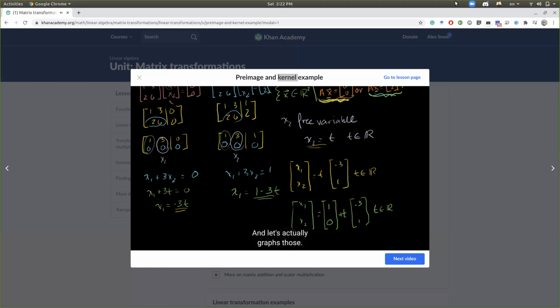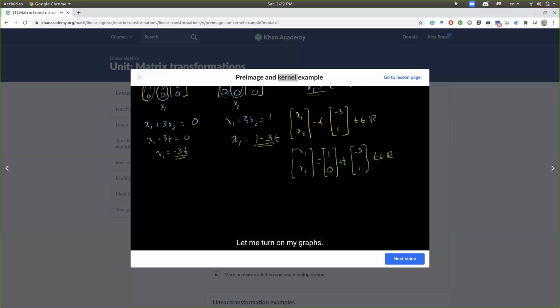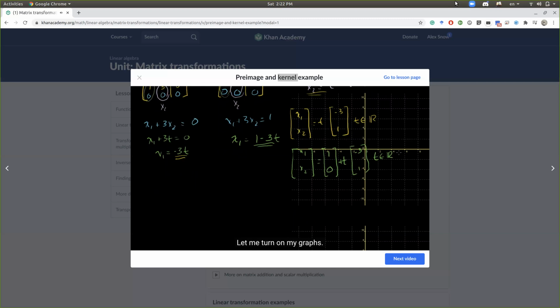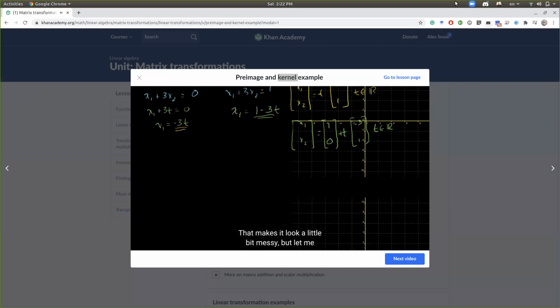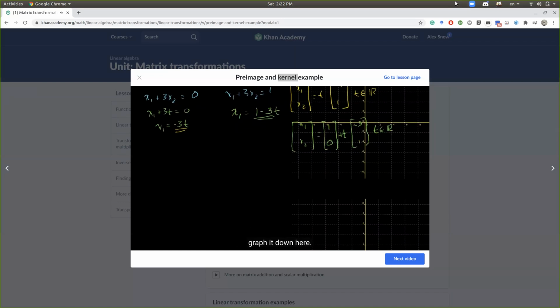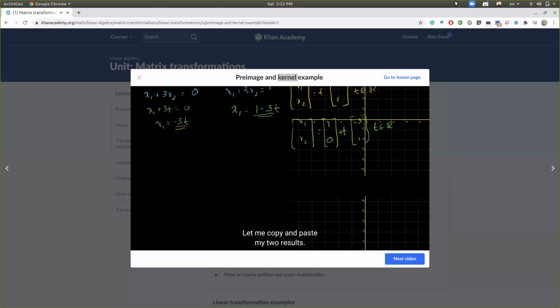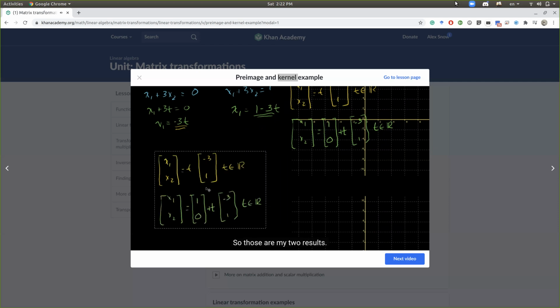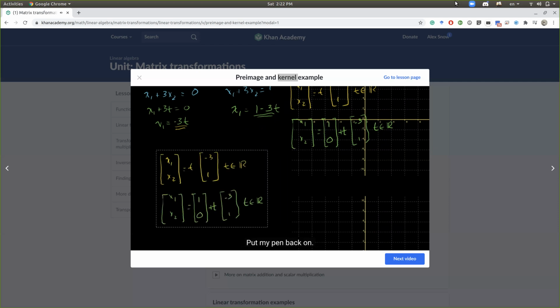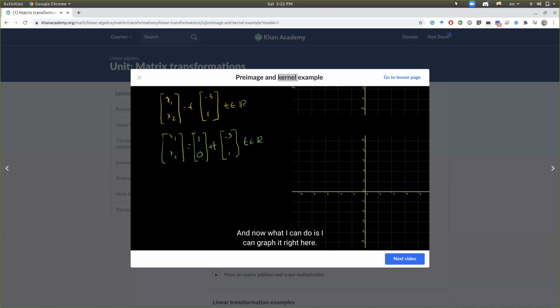And let's actually graph those. Let me turn on my graphs. That makes it look a little bit messy, but let me graph it down here. Let me copy and paste my 2 results. So those are my 2 results. Put my pen back on. And now what I can do is I can graph it right here.